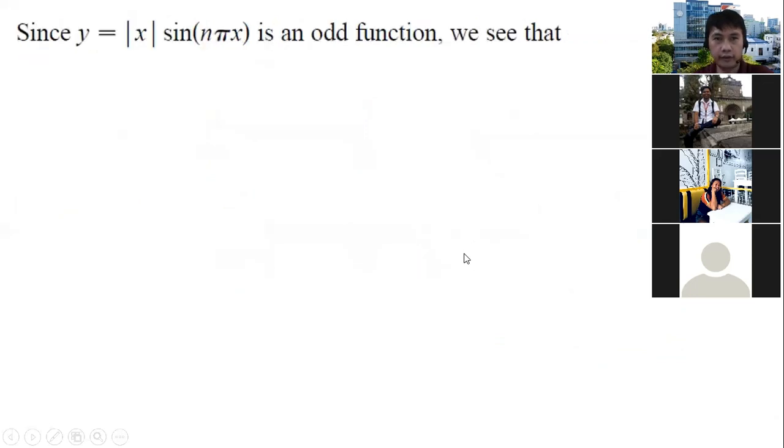So the next coefficient is b sub n. Okay. So sa b sub n, ang formula natin is b sub n is 1 over L, integral from negative L to L. So f of x, so similar siya sa a sub n. So ang difference lang is instead of using cosine, use the sine, no? So n pi x over L dx.